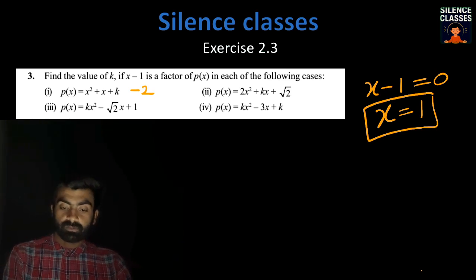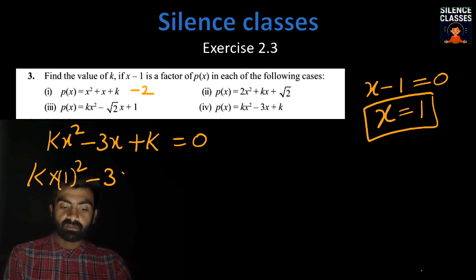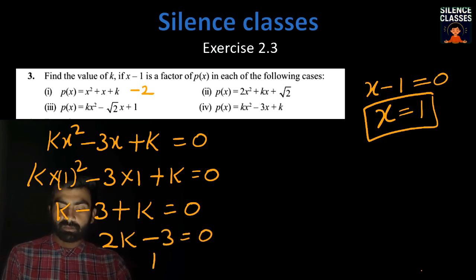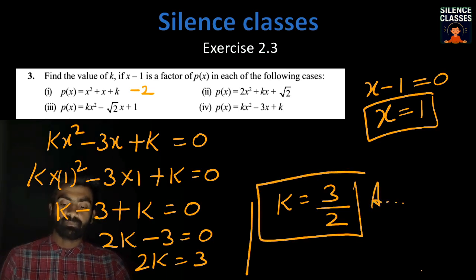The question is kx square minus 3x plus k is equals to 0. Now put the value of x, that is k multiplied by 1 square minus 3 multiplied by 1 plus k is equals to 0. We will get k minus 3 plus k is equals to 0. So we will get k plus k, we will get 2k minus 3 is equals to 0. So we got 2k is equals to 3. So k is equals to 3 upon 2. So we got the value of k, that is 3 upon 2. Okay, and this is the answer. I hope you guys understood how we are doing it.